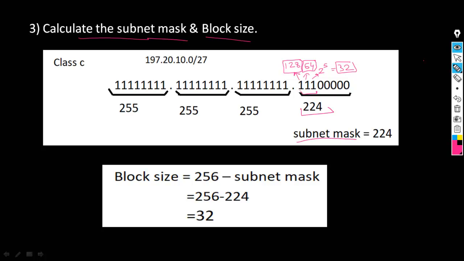Now we will calculate block size. The formula to calculate block size is 256 minus subnet mask. So we have 224 as the subnet mask, and we will subtract this value from 256 and we will get 32. So we have a block size of 32 for this network. There's another method to calculate block size, which is the last bit in decimal format, that is 32. This will be our block size. So I hope it's clear till here.